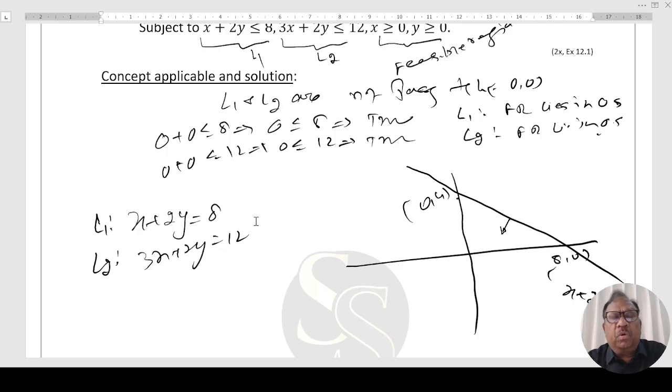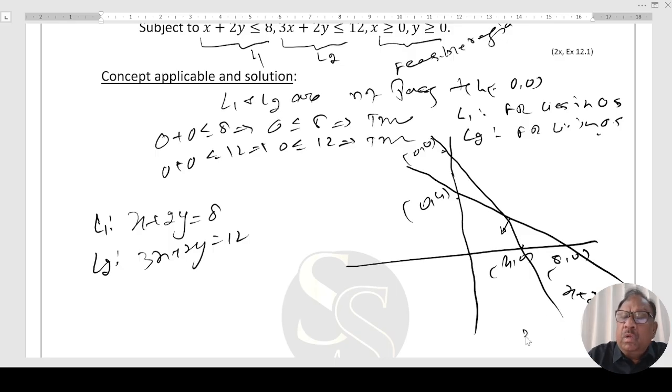This line is also not passing through origin. To find the point of x-intercept is 4. X-intercept is 4. And this is 6. 0, 6. इन दोनों को ऐड कर दिया. This line is 3x plus 2y equal to 12. इसके लिए भी origin side यही है. तो O A B C.